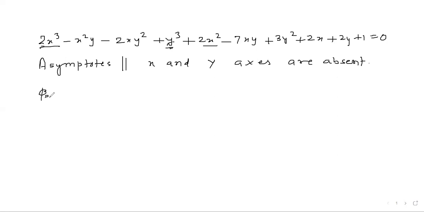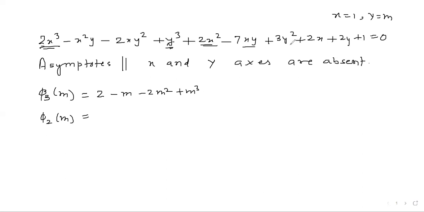So let's represent them. Phi 3 of m means the terms containing degree 3, and we put x equal to 1 and y equal to m. So here it will become 2, this will become minus m, then this third degree term will become minus 2m square, and this will become m cube. So this is phi 3 of m. Now the second degree terms, phi 2 of m: this term and this term, with x equal to 1. So this is 2, this will become minus 7m, and this will become 3m square. Now we consider the first degree terms. Only these two terms are there. So phi 1 of m will be, with x equal to 1 and y equal to m, 2 plus 2m.